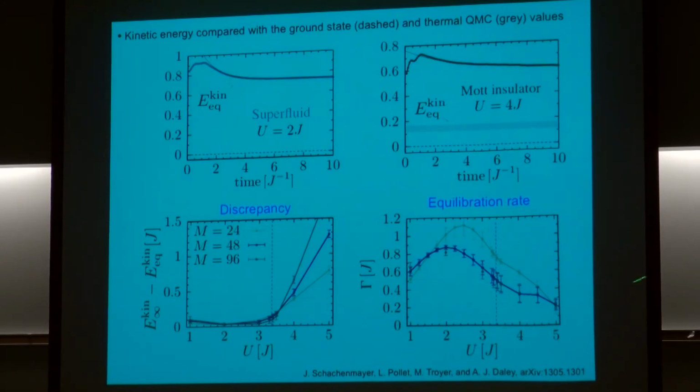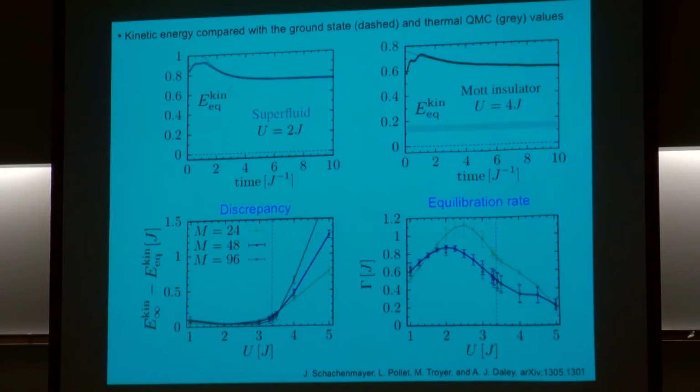And this is all on roughly the same time scale as you go across the transition, which happens at this dashed line here. If you look at the discrepancy between this initial equilibrium value and the predicted thermal value, it's essentially 0 on the superfluid side of the transition and suddenly goes up here on the Mott insulator side of the transition.